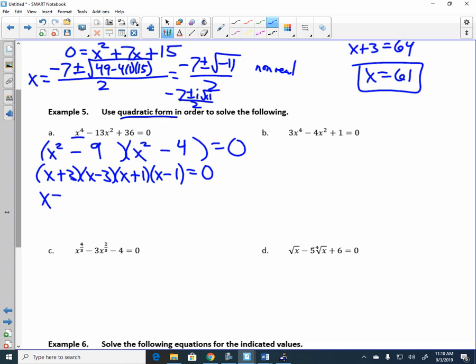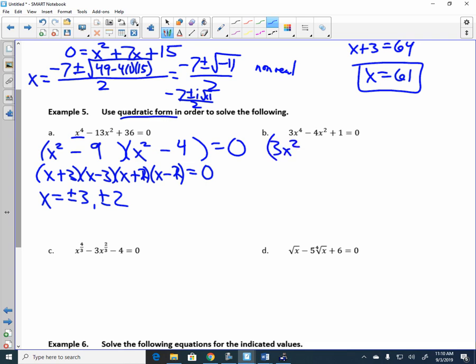So what are my solutions? What did I do? Oh, 2, thank you. So x is plus or minus 3 and plus or minus 2. We have 4 solutions. So even though it's not the 2nd degree, sometimes you can still use factoring to solve.